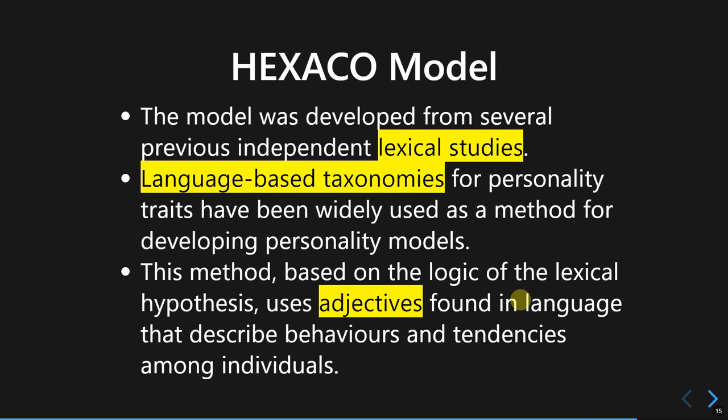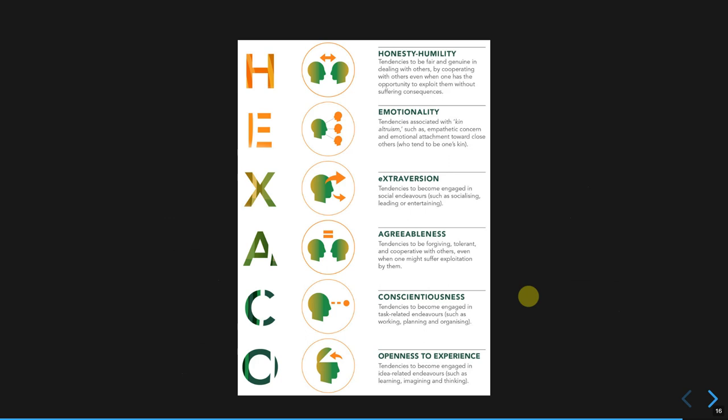And this model was developed by lexical studies. So the researchers found those six factors from lexical hypothesis. So they analyzed adjectives in many languages. The first language that they investigated is English, of course. By evaluating those adjectives, they applied the same method that Paul Costa and also McCrae used, that is the factor analytic method, the factor analysis, and they found six different dimensions that reflect human personality overall, as a unity.